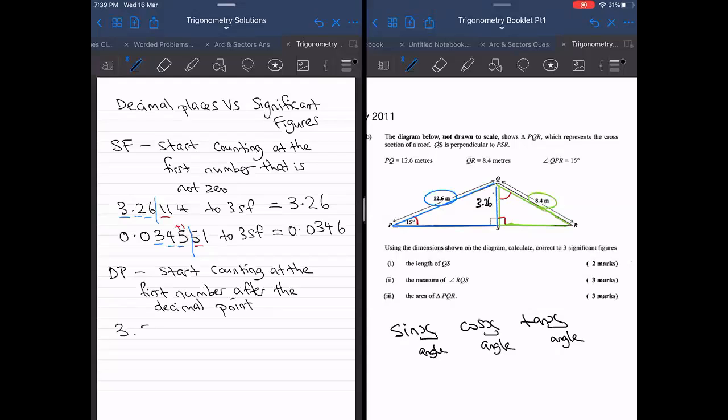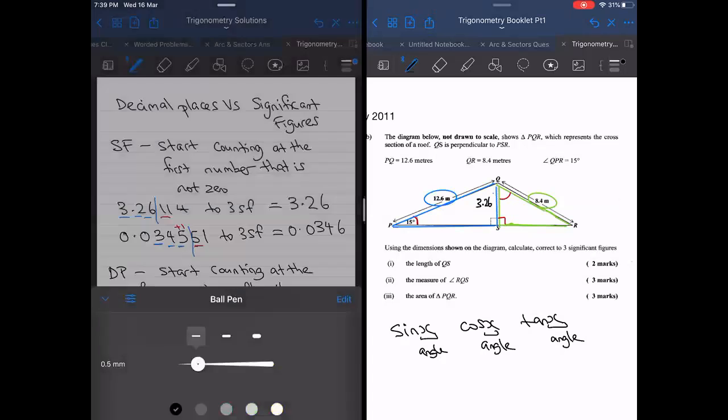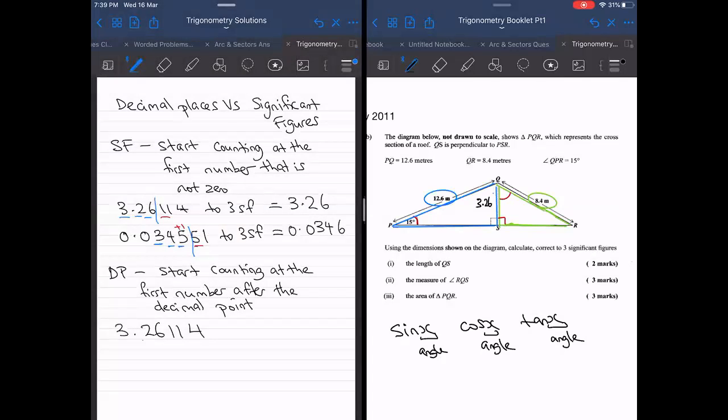All right, so let's use that same 3.26114. I'm saying that if it was decimal places, you would start counting at the 2. So you'd go 1, 2, 3, and then you draw the line. And then to the right, there's no rounding. So 3 decimal places would be 3.261.